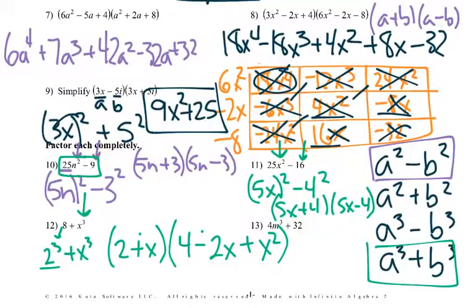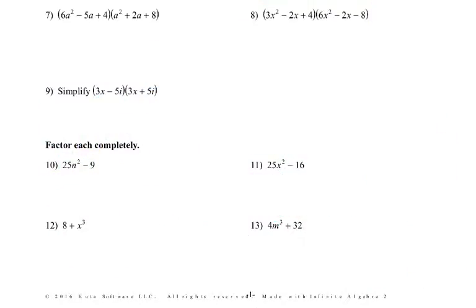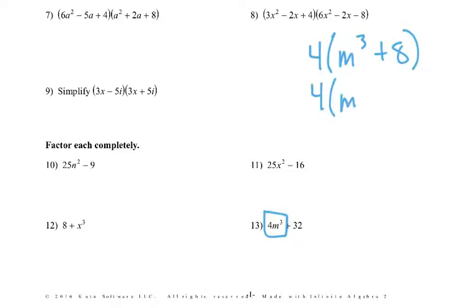Okay, now clear some space for 13. 13's the same one, right? So 4m cubed plus 32. Now I don't know what 4 cubed can't be anything, so I'm going to take a 4 out first and have m cubed plus 8. Okay, so it'd be 4 times m cubed plus 2 cubed.